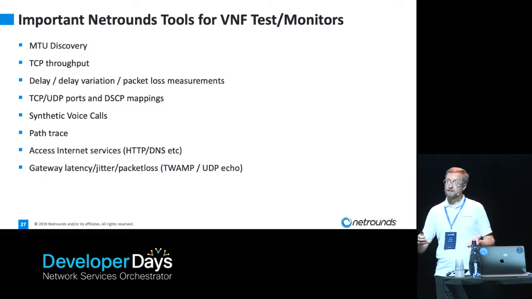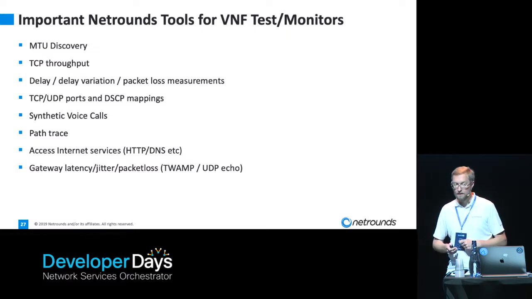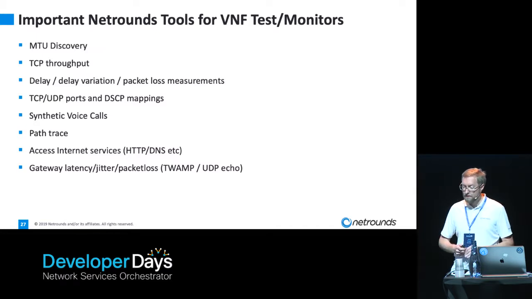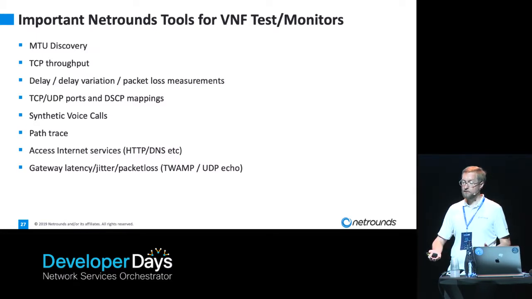Do a path trace to document the routing for traffic traversing the service chain. And check whether it is possible to access internet services, like doing HTTP requests, DNS lookups, and so on. And then, of course, measuring the gateway latency, jitter, and packet loss to see the network section performance.